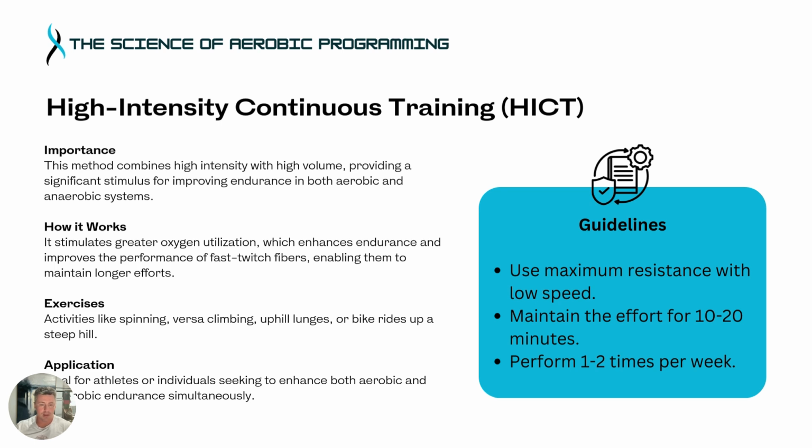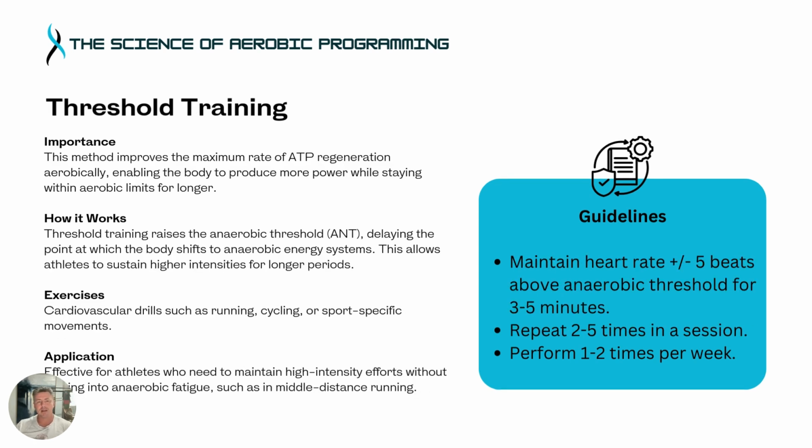Okay. Then we have threshold training, which improves the maximum rate of ATP regeneration while enabling the body to produce more power while staying within aerobic limits for longer. This is rough. Maintain heart rate plus or minus 5 beats above anaerobic threshold for 3 to 5 minutes. Repeat 2 to 5 times in a session. Perform 1 to 2 times a week.